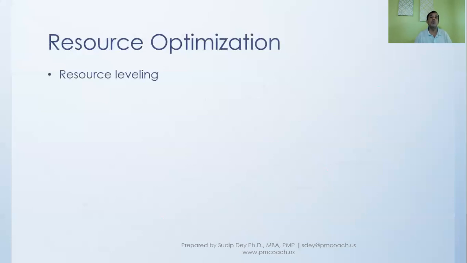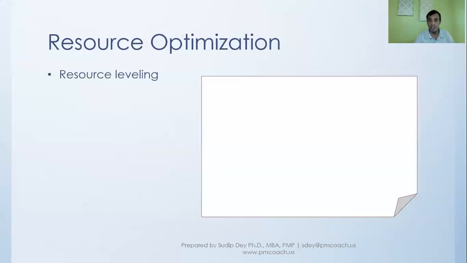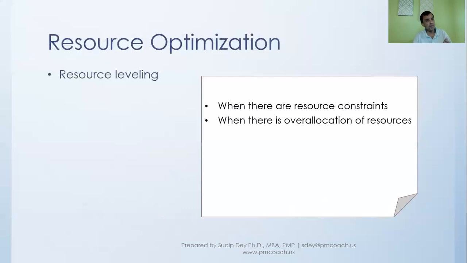You might have to do 2 things. For example, when we talk about resource optimization, the first thing is resource leveling. Now let's look at what it is. Now, resource leveling is when you need to adhere to some kind of resource constraints. And when you have developed the schedule, you find there is some over allocation of resources.